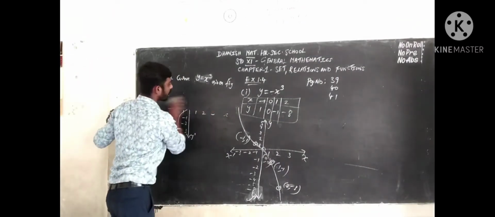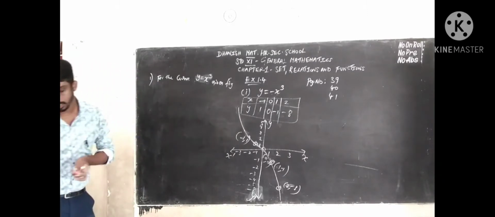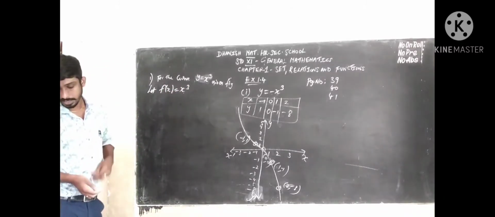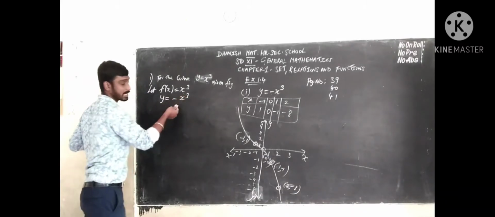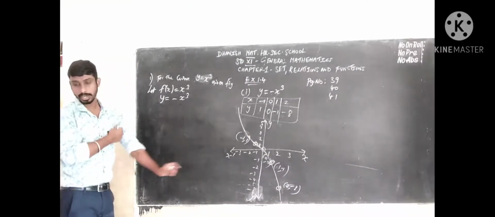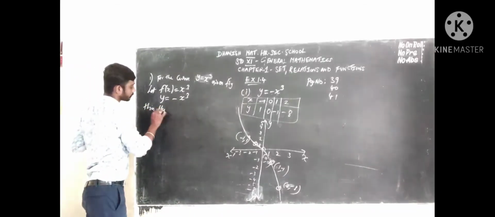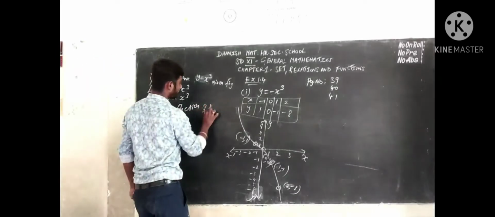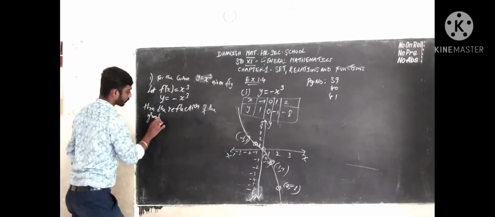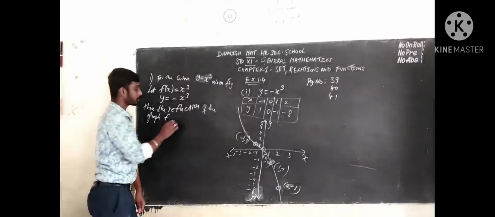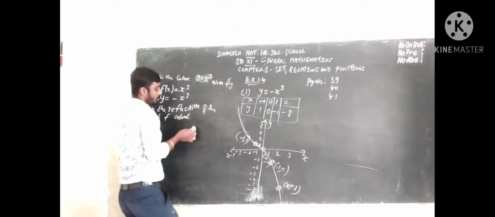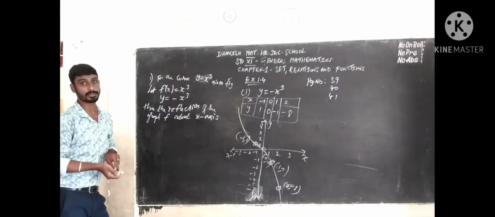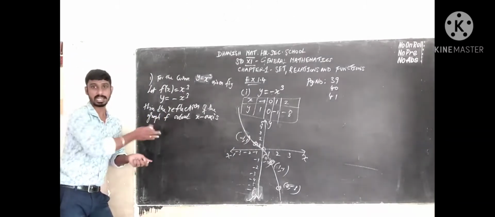So listen. Now we have to write the condition for the first question. What is the condition here? Let f of x equal x cube, then y is equal to minus x cube. It is the condition on page number 39. Now we are going to write the condition. This is the reflection of the graph f above the x-axis. It is a condition only, the simplest one.